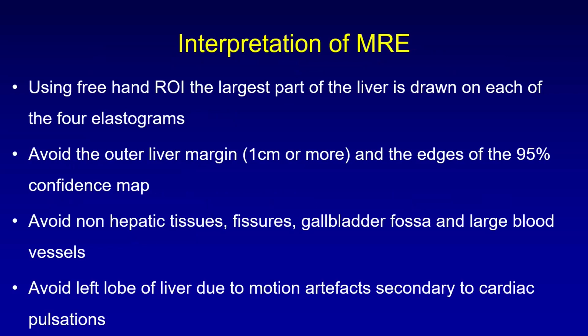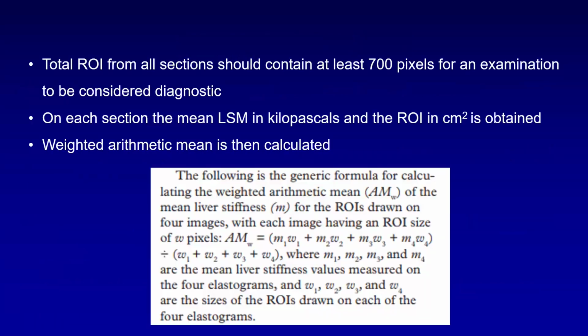You avoid the outer liver margins, staying within 1 centimeter or more inside the outer liver margin, and avoid the edges of the 95% confidence map. Avoid the non-hepatic tissues, fissures, gallbladder fossa, and large blood vessels. Avoid the left lobe of the liver, because it usually has motion artifacts due to the cardiac pulsations.